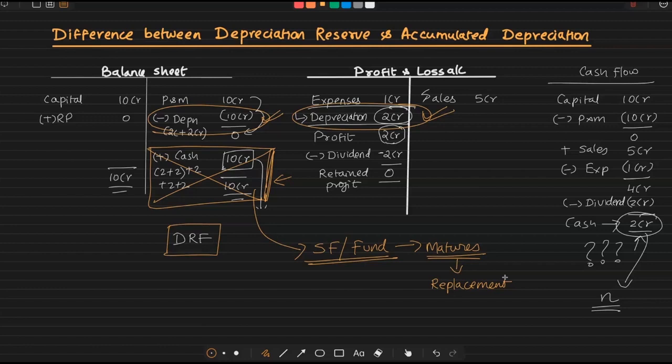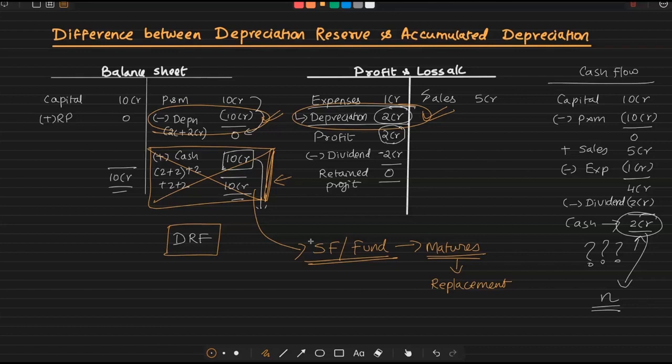Most web searches will say that accumulated depreciation and depreciation reserve are one and the same. Yes, but the final purpose differs. In accumulated depreciation, you debit the P&L, you create accumulated depreciation, you show it as a deduction from fixed assets, and you do not bother about what you are going to do with the cash that got retained in the system as a result of depreciation.